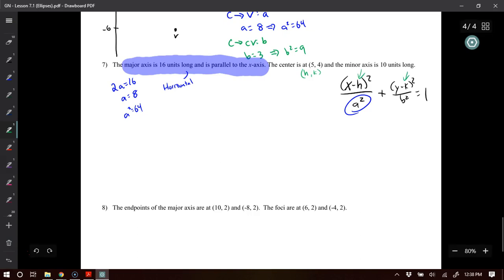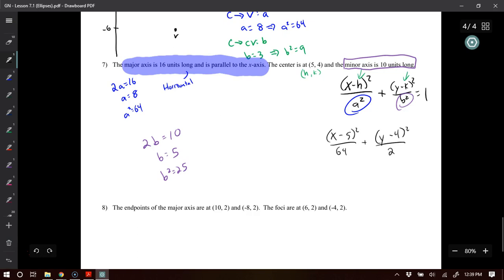Let's figure it out. It says my minor axis is 10 units long. My minor axis is 2b, so 2b equals 10, so b is 5. And then I know b squared. B squared is 25. So I have x minus 5 squared over a squared, which is 64, plus y minus 4 squared over b squared, which is 25, equals 1. I have the equation. Look at that.